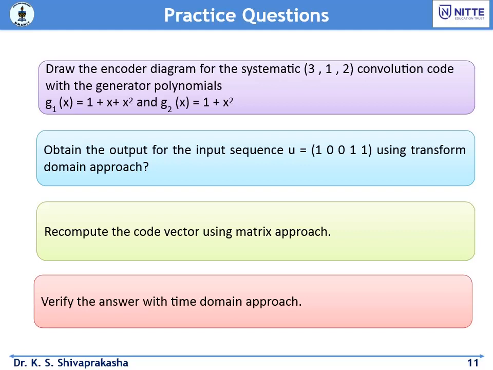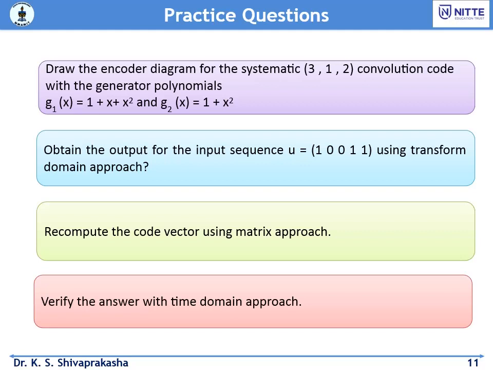So here n is 3, k is 1, m is 2. So out of 3 output lines, the generator sequences for 2 of the output lines have been given, corresponding to output line 1 and output line 2. g1 of x and g2 of x are given. g3 of x is not given, but it is given that the code is systematic. Therefore, the third output line is directly connected from the input.